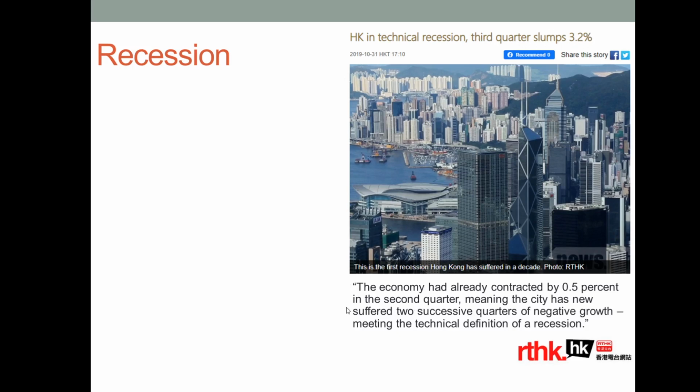Okay, and here, take a look at this, right? The economy had already contracted by 0.5% in the second quarter. So you can see there is a continuous drop in 2 quarters already. Take a look at this, right? 2 successive quarters of negative growth, meeting the technical definition of a recession. Okay, so that's recession.